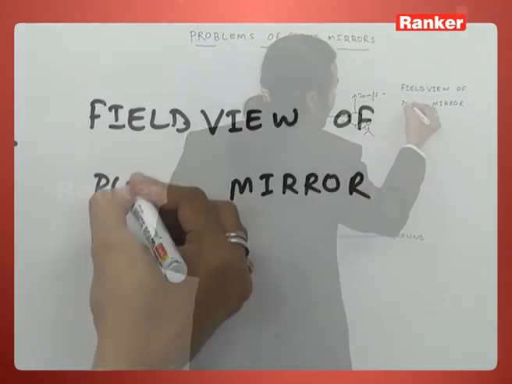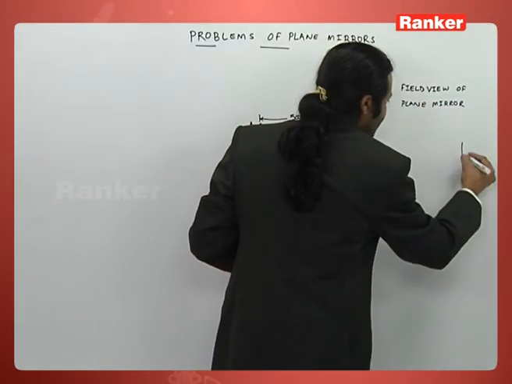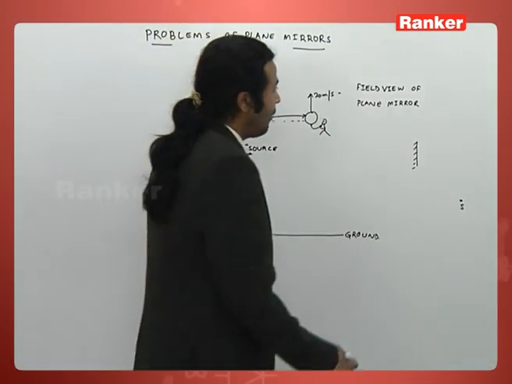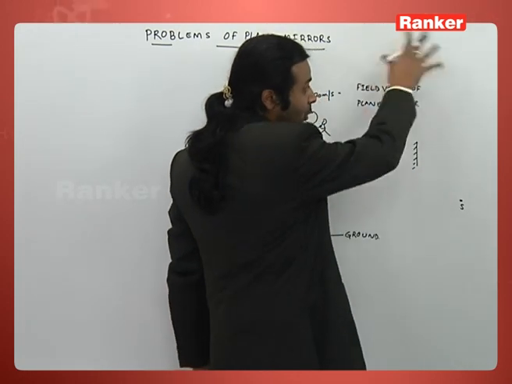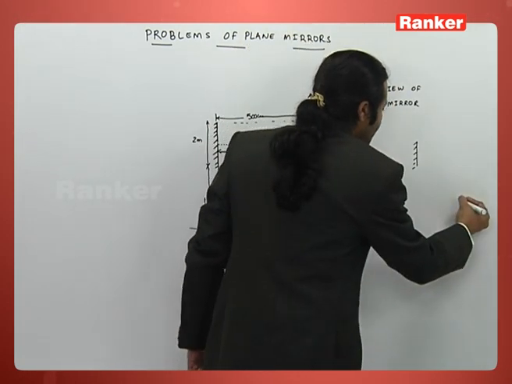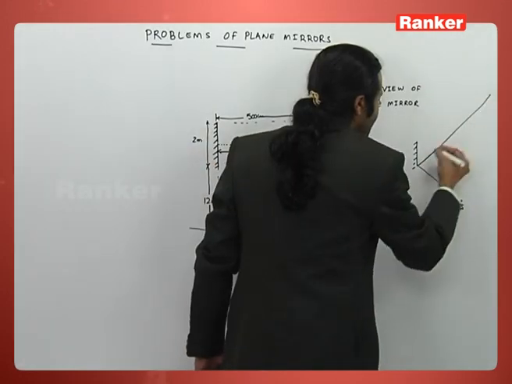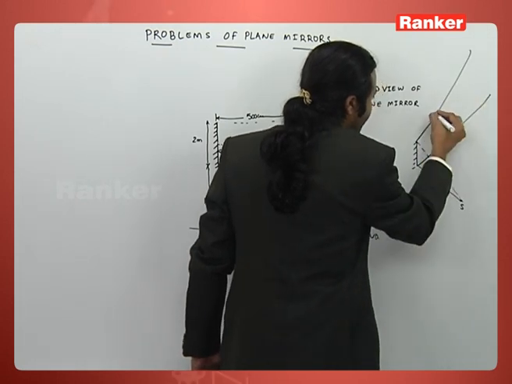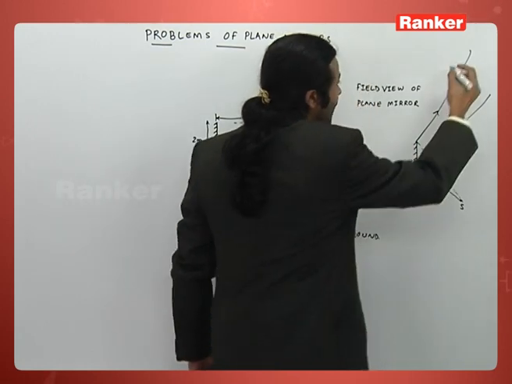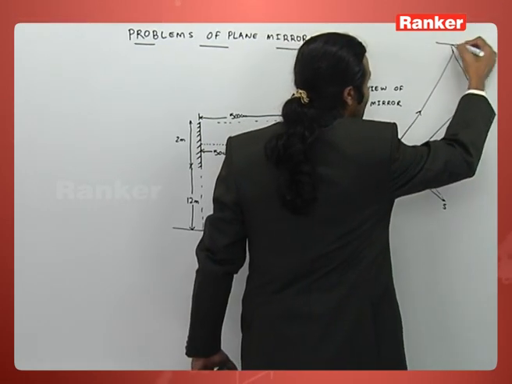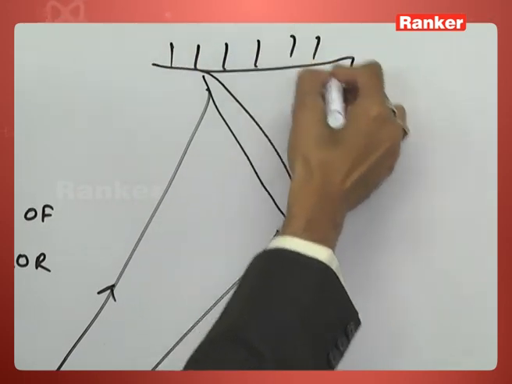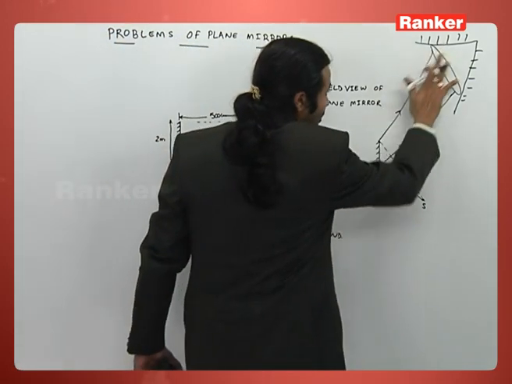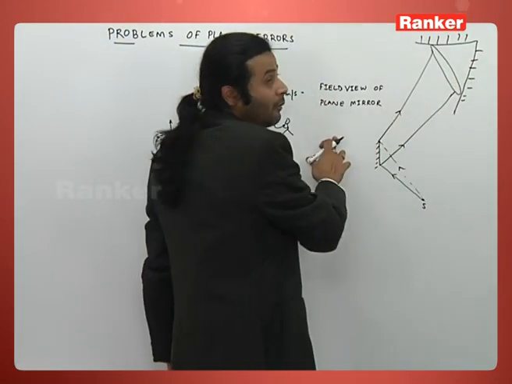Field of view of a plane mirror means, suppose this is a mirror and the source is over here, anywhere. I want to find out through which area or through which part I can see the image of the source. Take the reflection from this end. Take this reflection from this end. Now if I place an eye, a human eye, I can see the image of this source. That is called field of view of the mirror.